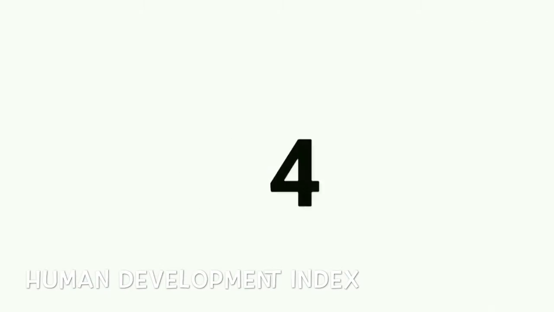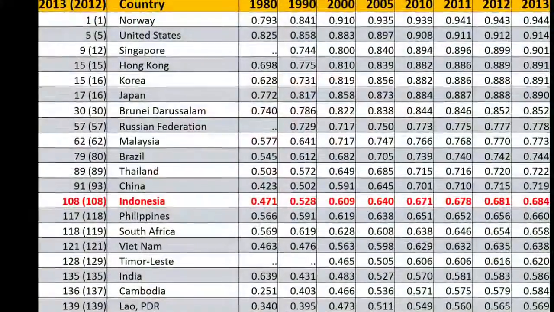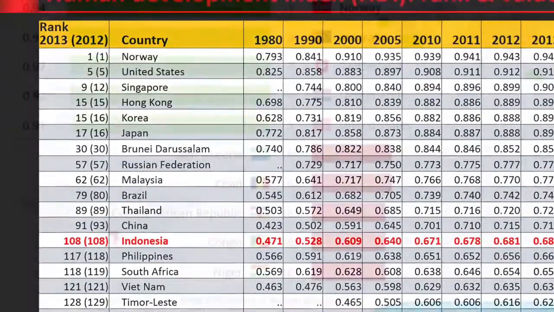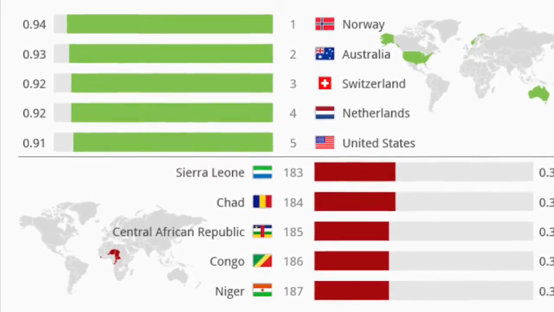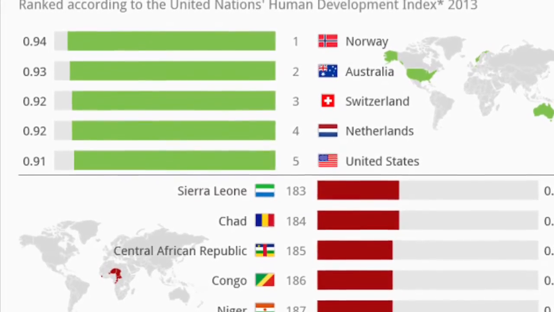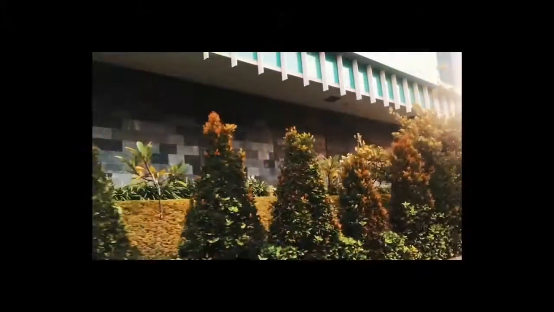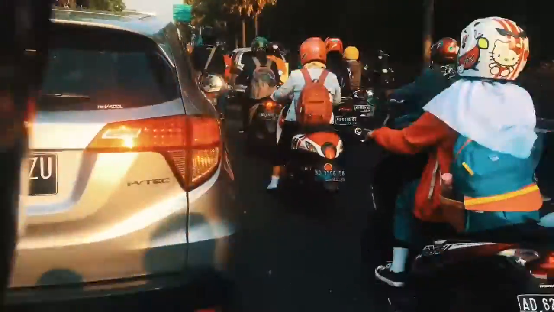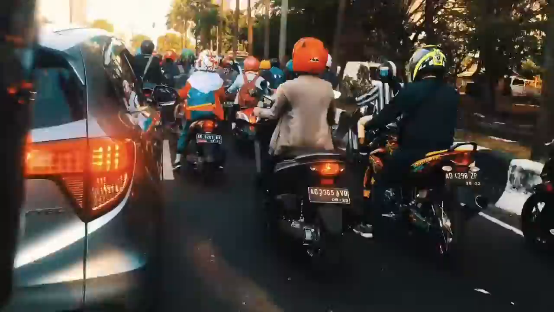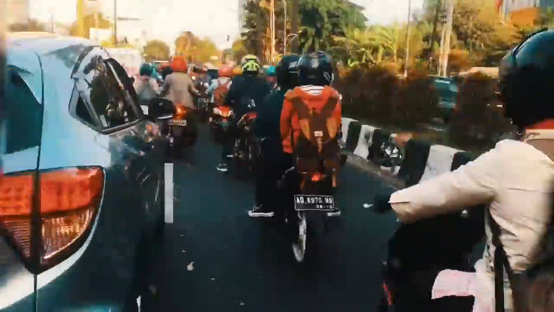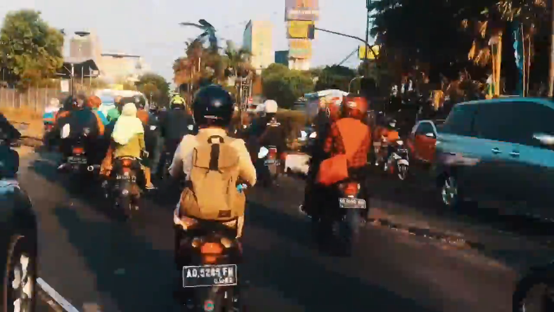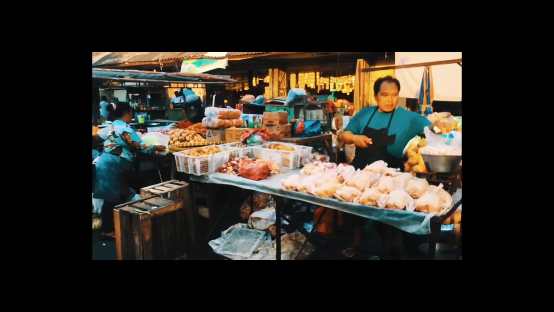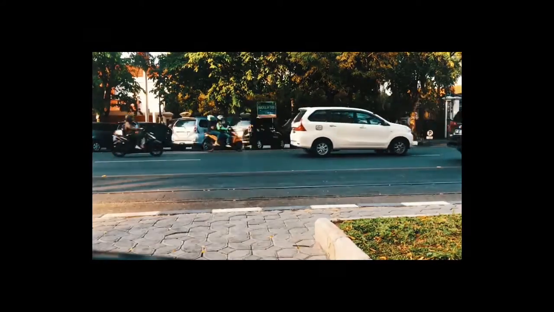Number 4. The Human Development Index is a tool, or part of the variables, for measuring developing countries. It also represents what a country looks like, or you could see the country by looking at the Human Development Index.